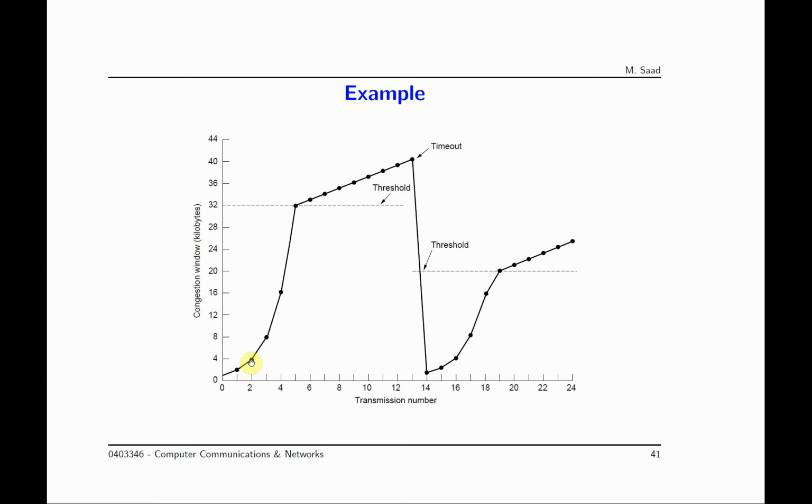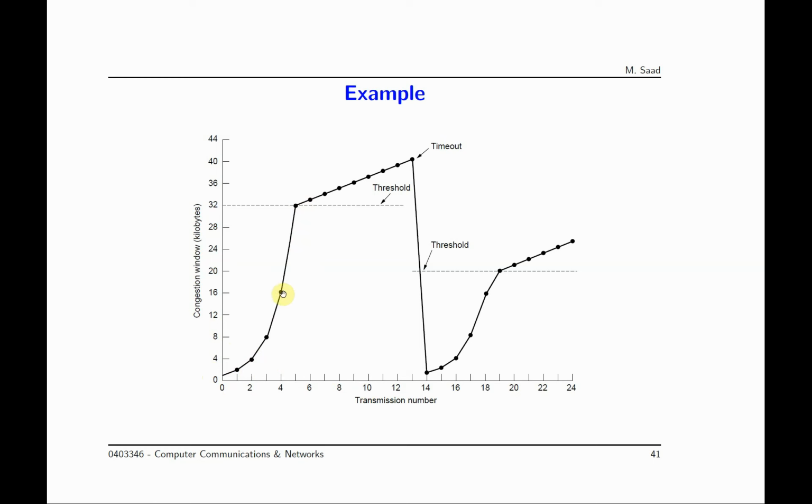If I'm still fine, no timeout, I'm sending all 4 segments, getting all 4 acks, it means that I can double. So at transmission 3, the congestion window becomes 8. If I'm fine, no timeout, it becomes 16, and then it becomes 32. So this is the slow start phase, in which the congestion window doubles with every transmission, assuming that we did not see any timeouts here. So with every transmission, I'm getting all the acknowledgements.